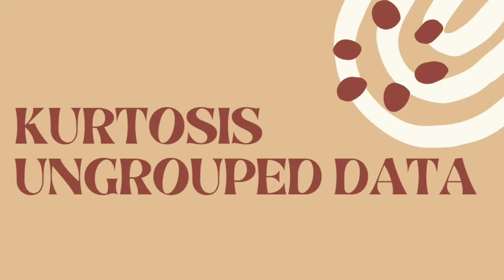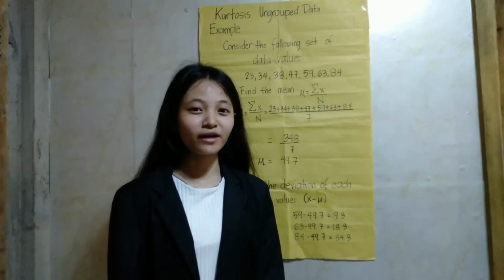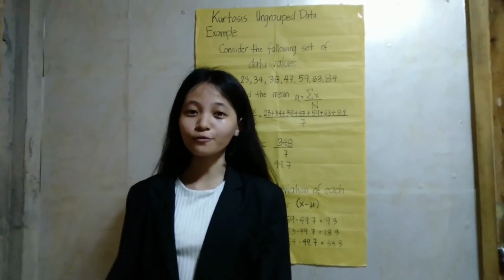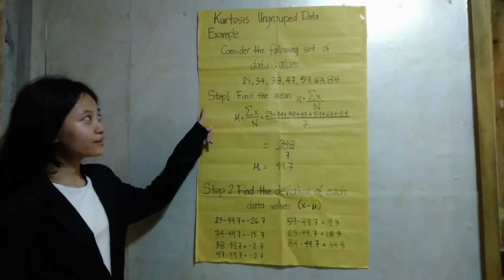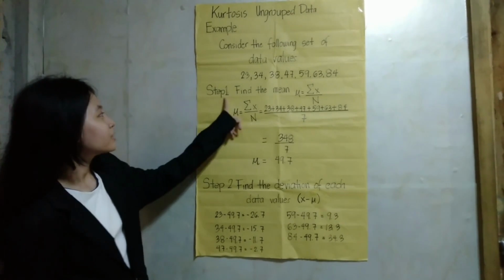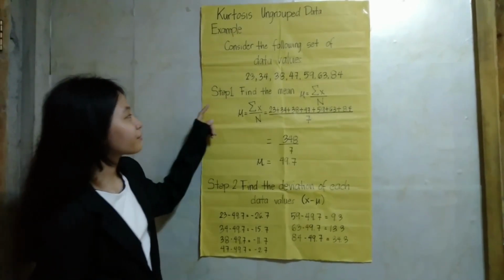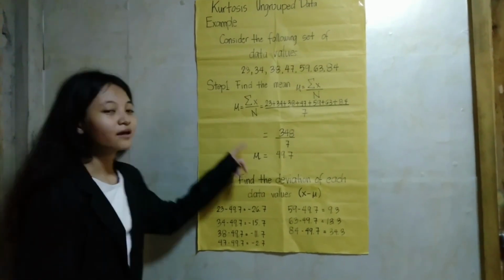Kurtosis in ungrouped data. Now, I will explain how to find the kurtosis of ungrouped data. So this is the example. Consider the following set of data values and find the kurtosis: 23, 34, 38, 47, 59, 63, and 84.